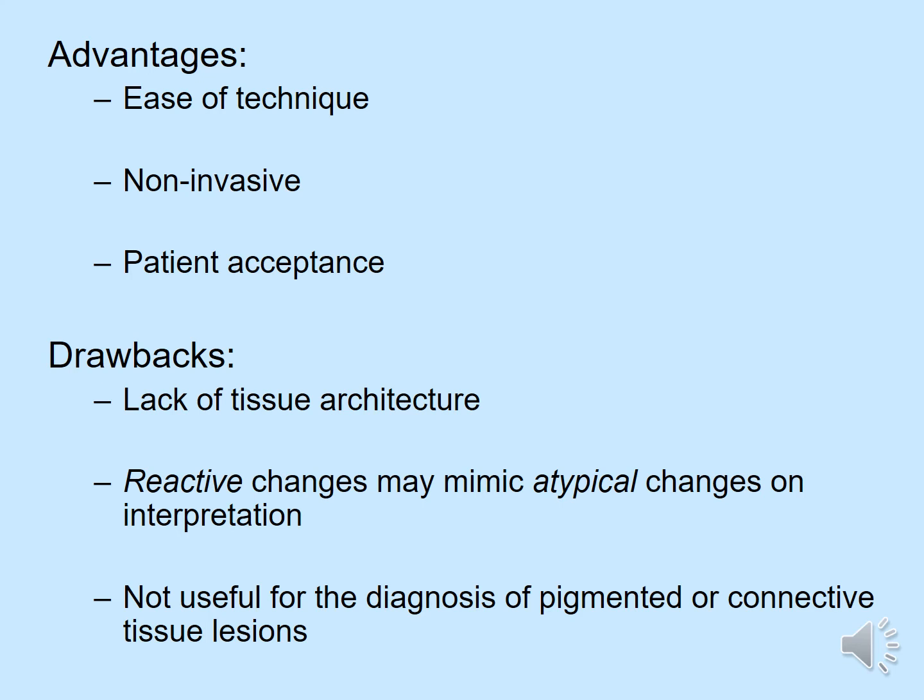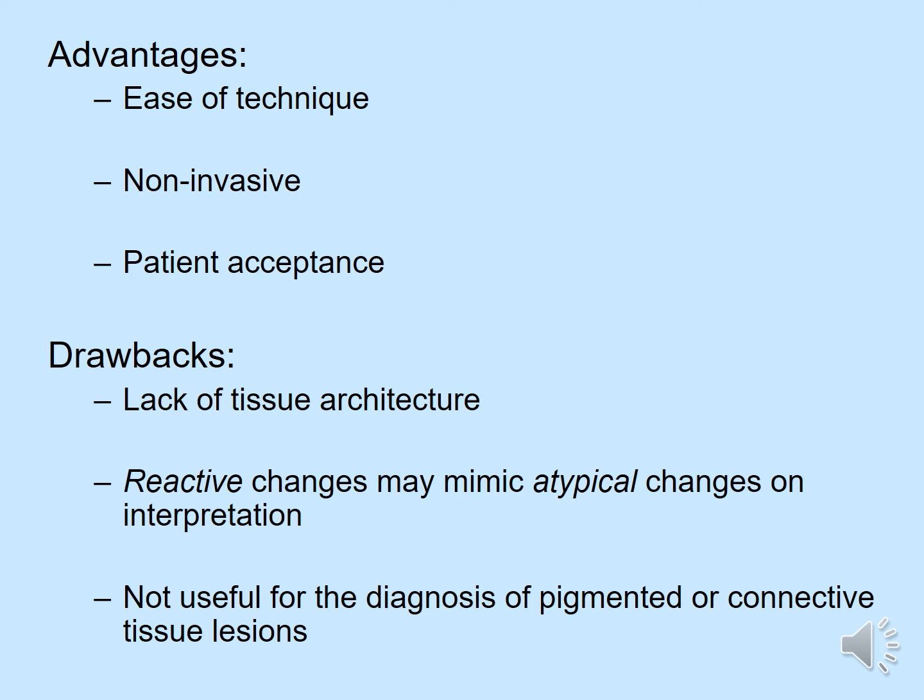That means two-dimensional visualization of a three-dimensional structure. Basically we're scraping the epithelial cells, putting them flat onto a glass slide, and then trying to visualize them. So we're not able to see the association of those epithelial cells with fellow epithelial cells as part of the tissue. That's what this means. Reactive changes may mimic atypical changes on interpretation. This is one of the drawbacks.